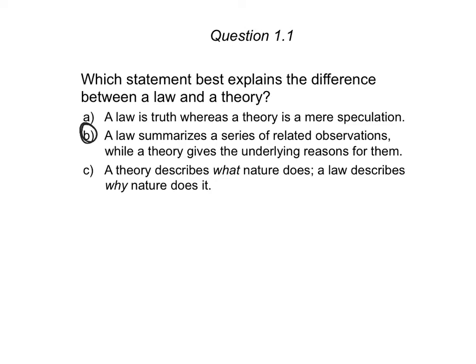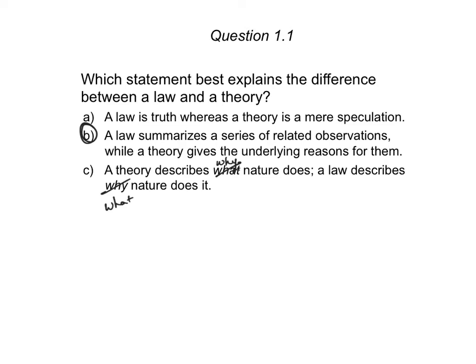So A is a law is truth, whereas a theory is mere speculation. No, that's wrong. What's wrong with C? They're switched, right? So this one states a theory describes what nature does, a law describes why nature does it. This would be correct if a theory was why and a law was what. Okay, so those are just backwards at this point in time. All right, good. Most of you guys got that.